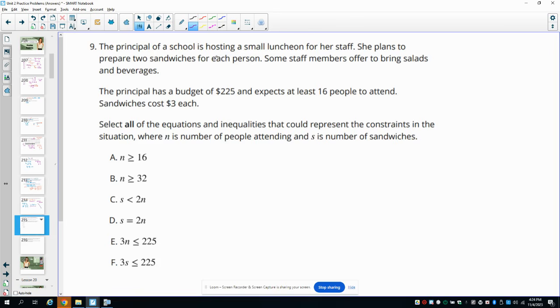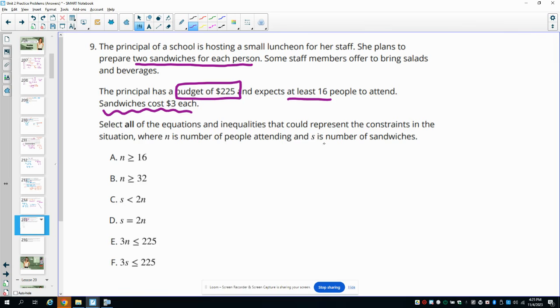Number 9, the principal of a school is hosting a small luncheon for her staff. She plans to prepare 2 sandwiches for each person. Some staff members offer to bring salads and beverages. The principal has a budget of $225 and expects at least 16 people to attend. Sandwiches cost $3 each. Select all of the equations and inequalities that could represent the constraints in this situation.